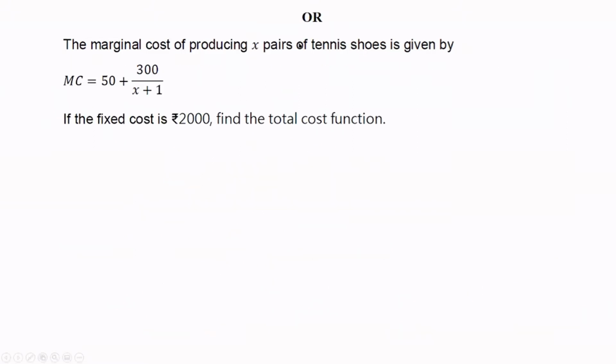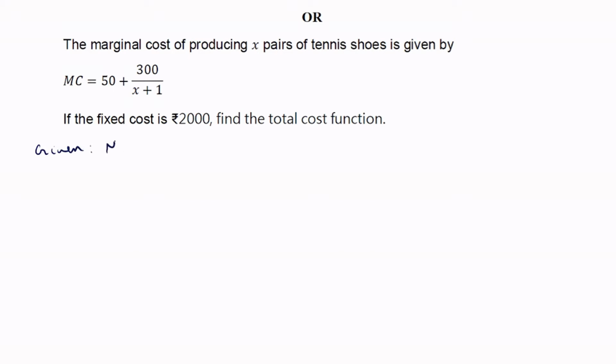Moving on to the next. The first question has internal choice. The OR part of the first question is: the marginal cost of producing x pairs of tennis shoes is given by marginal cost is equal to 50 plus 300 upon x plus 1. If the fixed cost is rupees 2000, find the total cost function. So here marginal cost is given. We need to find the total cost function.